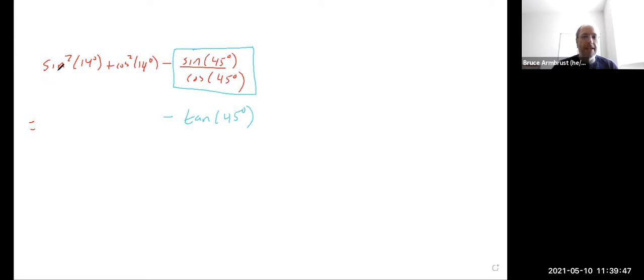Okay, so now check this out. You see a sine squared, you see a cosine squared. That should get you all excited.